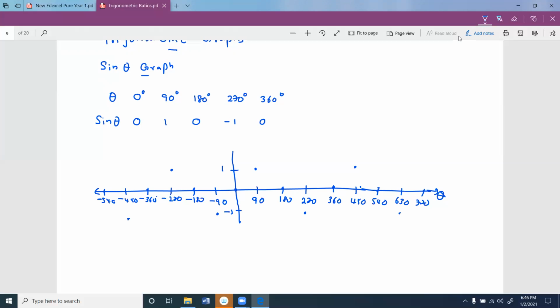This is called a sinusoidal graph. We learned this one in physics as well. My drawings are not that perfect, so you can draw it nicely. It's a sinusoidal graph like this. It goes to this side like this, and it goes like this. This is a sine graph where the maximum is plus 1 and this is the minimum value obtained for the sine graph. That's the way of drawing a sine theta graph.